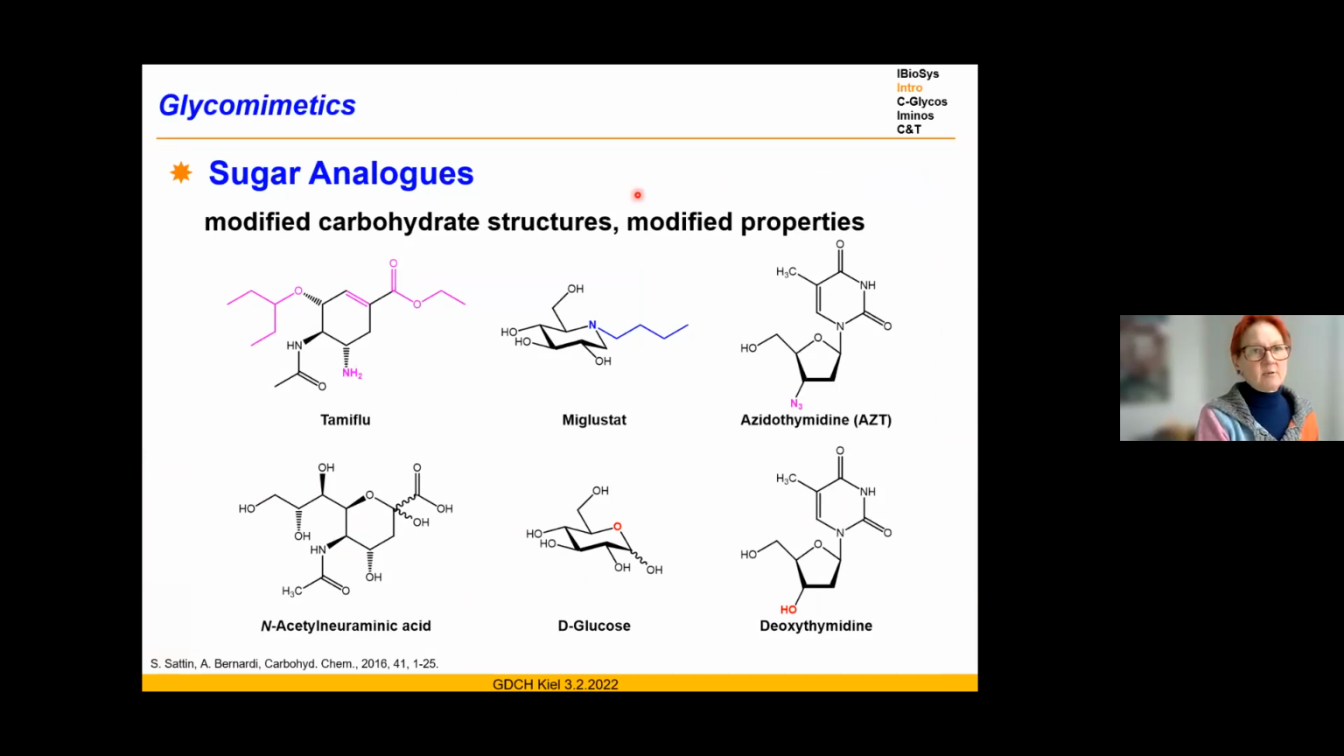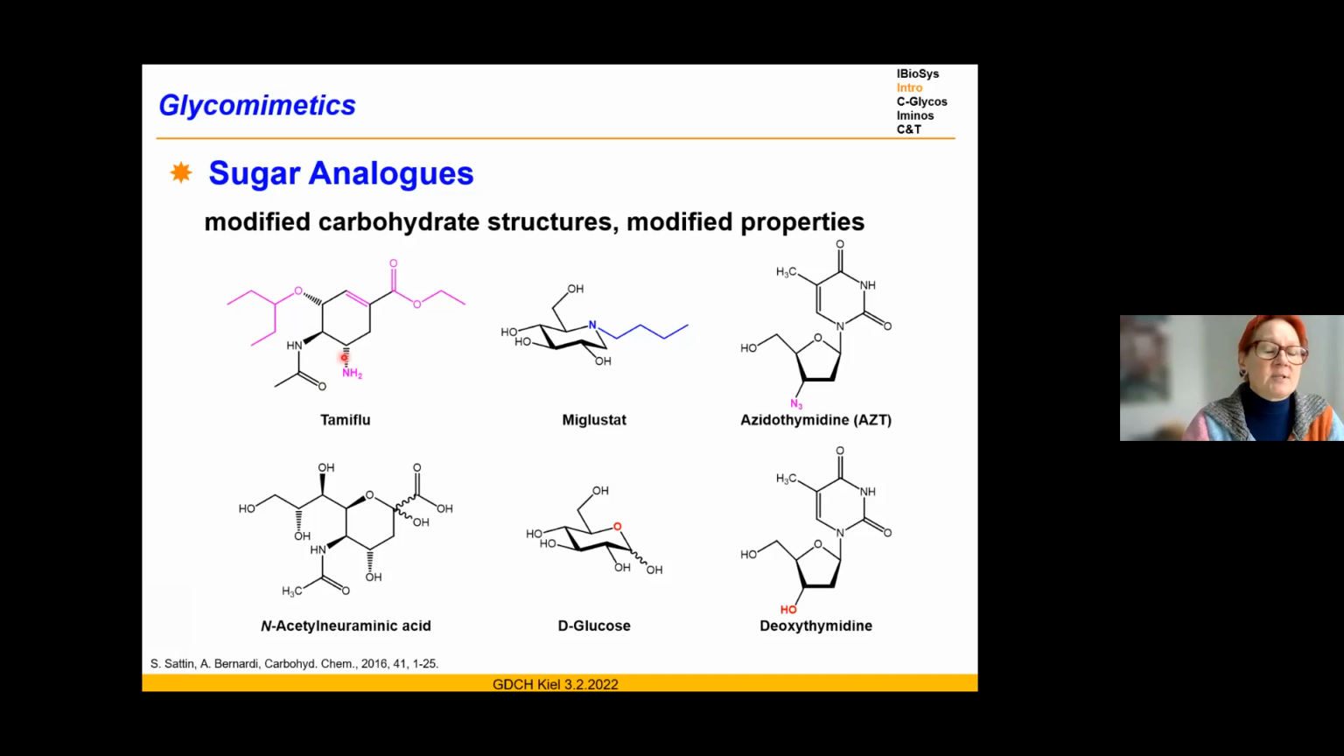So what are glycomimetics? Glycomimetics are in principle sugar analogs, so chemically modified carbohydrates. And with this chemical modification, we introduce modified properties. So ideally, we enhance the biological properties and activities we are looking for. And here are some paradigmatic examples you are all familiar with. For example, Tamiflu, shown here, is a glycomimetic of N-acetylneuraminic acid. So we have a carbocyclic ring here, with some artificial substituents. And as you all know, Tamiflu is used for the treatment of influenza.